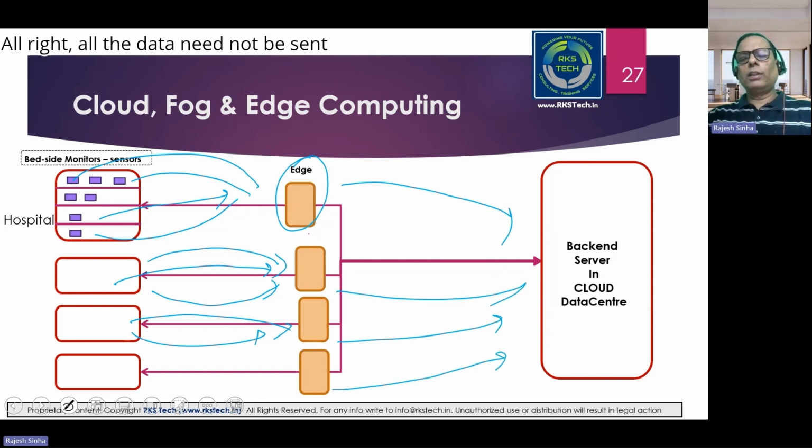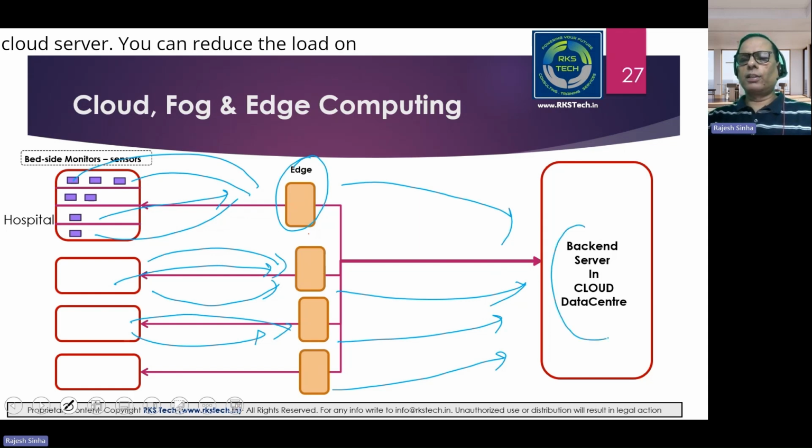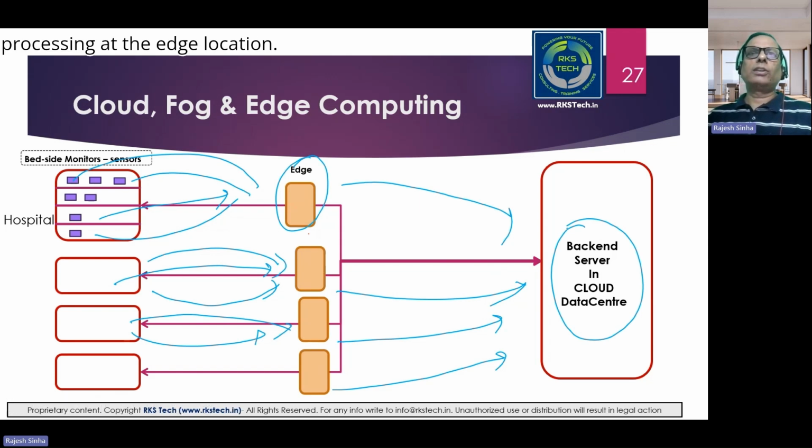All right. All the data need not be sent to the central data center as it is. We can do certain level of pre-processing, certain level of filtering, certain level of consolidation at the edge, and then the consolidated, filtered and pre-processed data will be sent to the cloud. So by this, you can reduce the load on the cloud server by doing a certain amount of processing at the edge location.